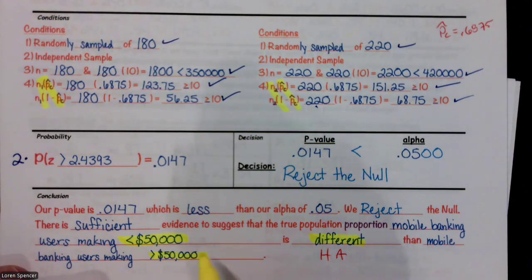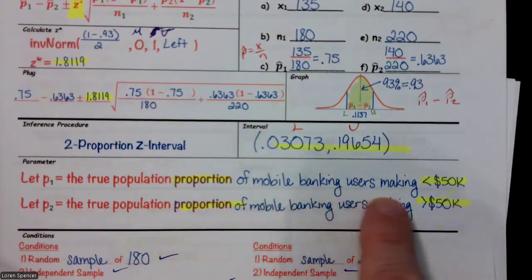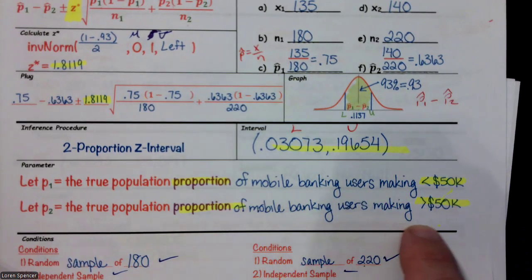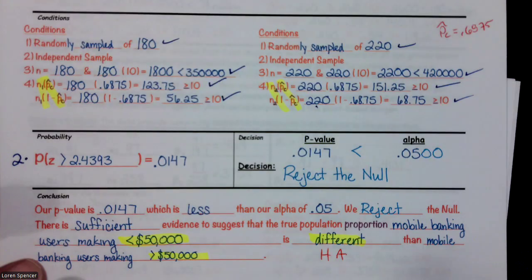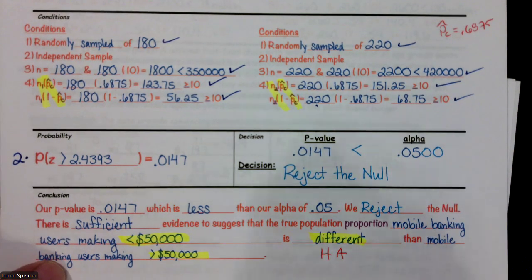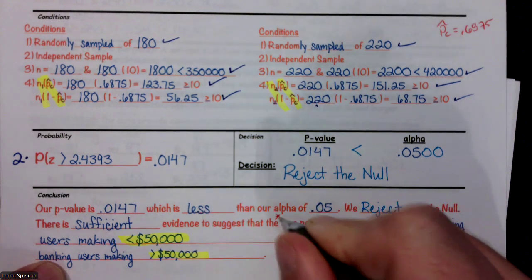All right. So true population proportion of mobile banking users making less than 50,000 is different than mobile banking users making more than 50,000. True population proportion of mobile bankers making less than 50,000 and then making more than 50,000. So both of them, these are restatements of my parameters. All right. This is just a restatement of the parameter.